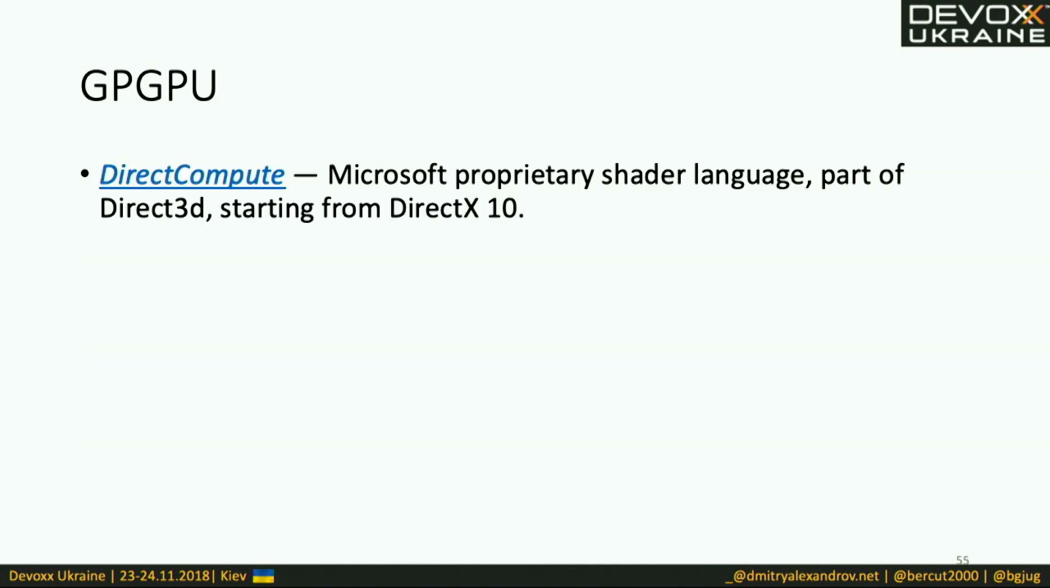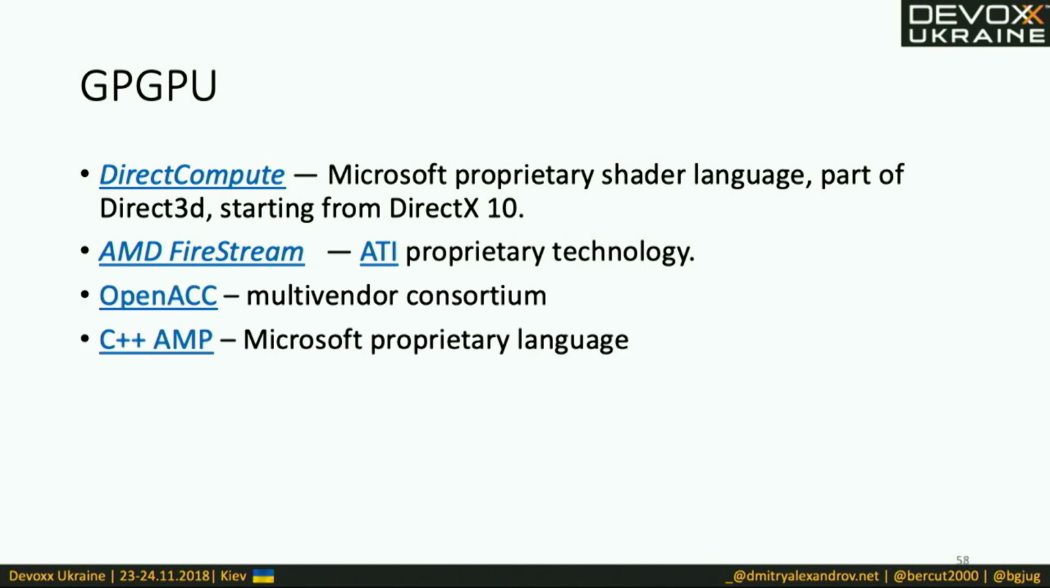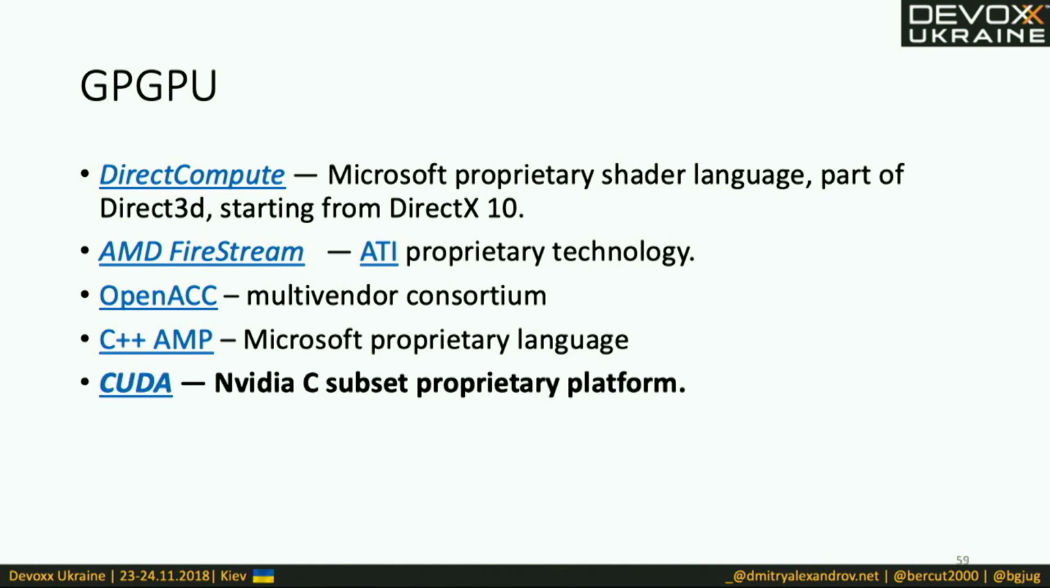But of course, people said, okay, we have a bunch of power. Let us try to use it. So Microsoft said, okay, we need DirectCompute. AMD said, we will provide you with this resource on FireStream, OpenACC, and probably now other buzzwords. Nvidia said, we will make CUDA.